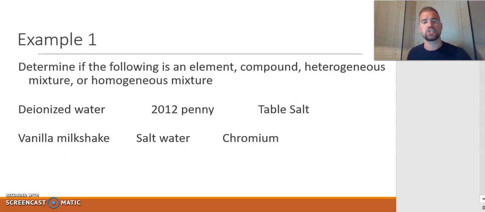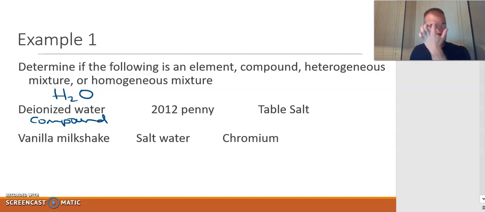Example 1. Determine if the following is an element, compound, heterogeneous mixture, or homogeneous mixture. Taking a look at the first one, deionized water. Notice that it says deionized water, which would imply that ions have been removed. If I said tap water, the water that comes out of your sink, you might know that it's not just water, it's got a lot of ions in there to keep it clean. When we talk about deionized water, we're strictly talking about pure water. And so in that case, deionized water would be classified as a compound. There's nothing else in there other than just the water particles.